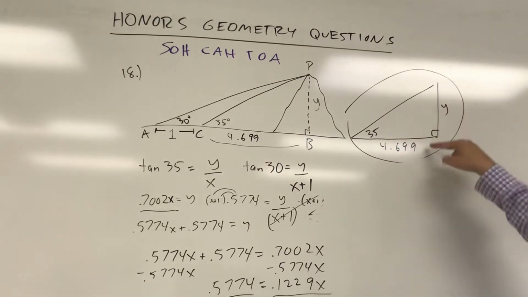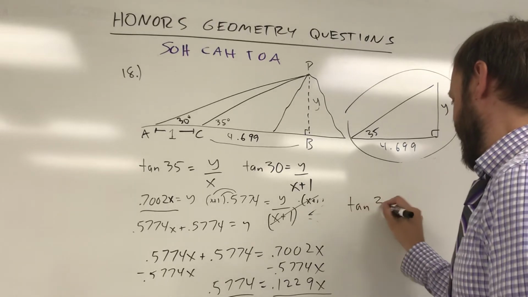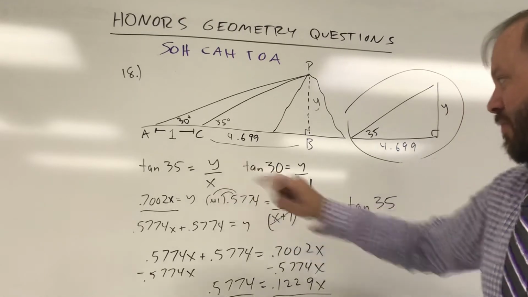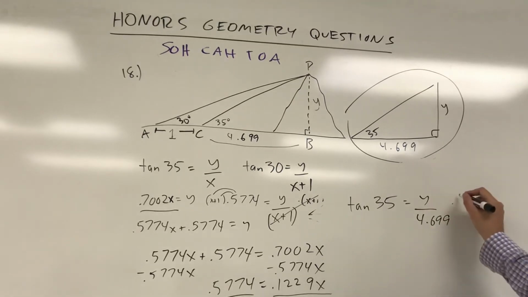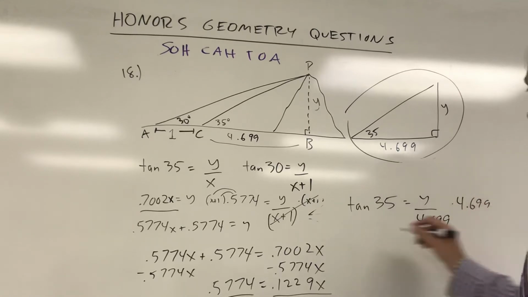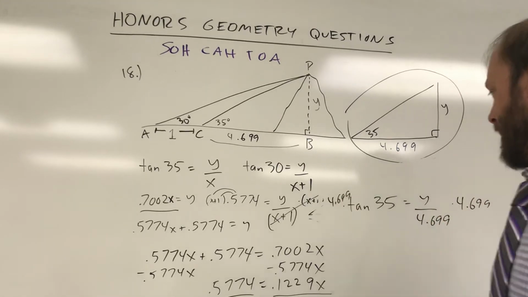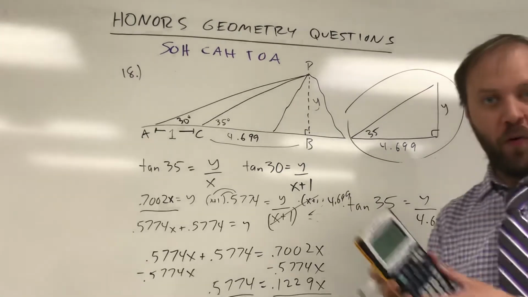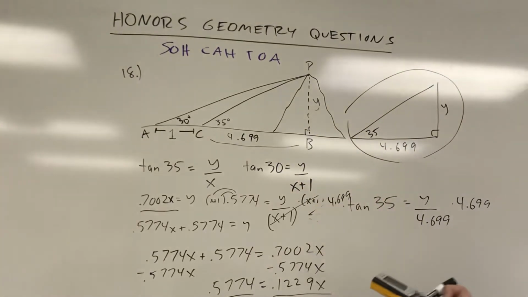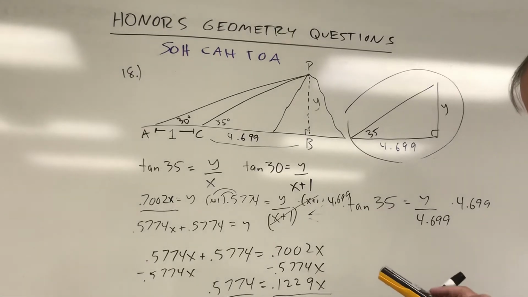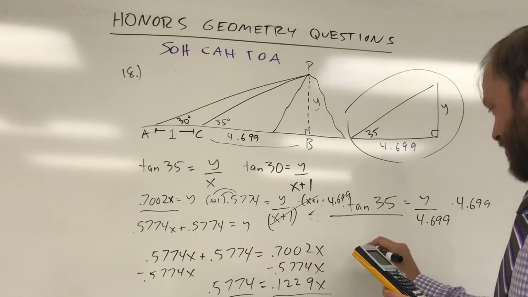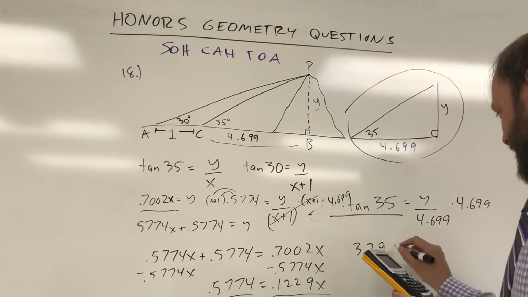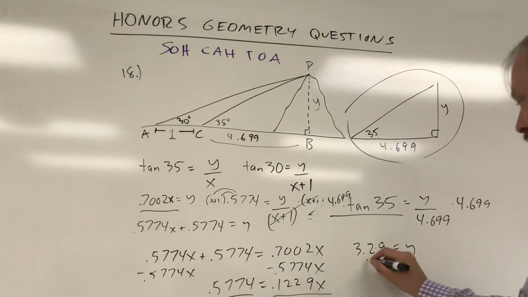We've got an opposite and an adjacent. It's going to be a tangent of 35. I guess technically we're substituting back into this equation here, is equal to y over 4.699. So we're going to multiply both sides by 4.699. Okay, so take that full 4.6 whatever decimal you've got in your calculator and multiply that by the tangent of 35. And when you multiply 4.699 times the tangent of 35, you should get approximately 3.29 is equal to y. Remember, that's in kilometers.